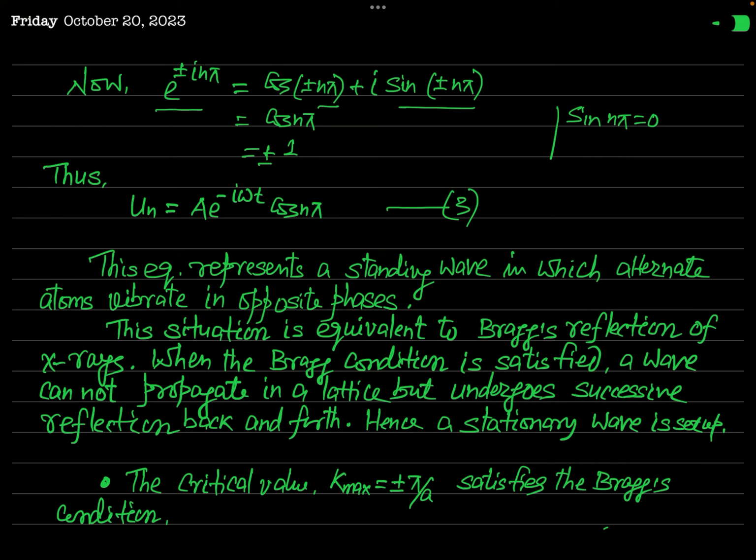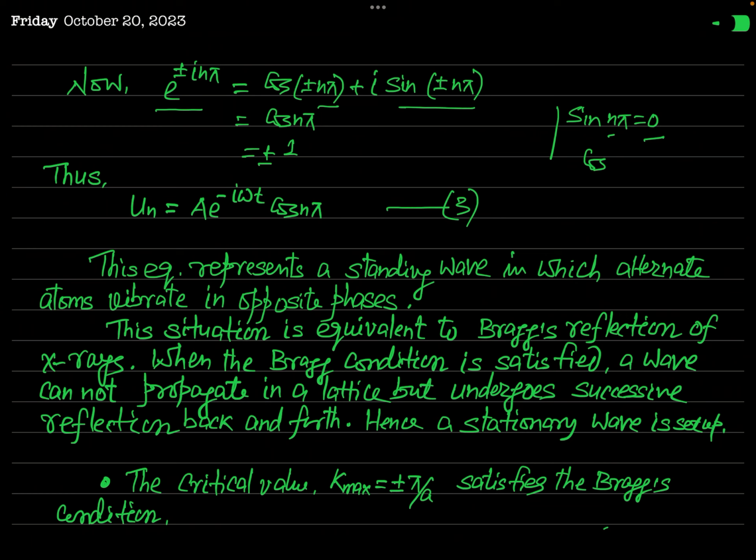Because you know if n is 0, sine 0 is 0. If n is 1, sine pi will be 0. If n is minus 1, sine minus pi, which is minus sine pi, that will also be 0. If n is 2, sine 2 pi, you know this is 0. If it is minus 2, then that will be minus sine 2 pi, but sine 2 pi is again 0. So this will be cos plus minus n pi.